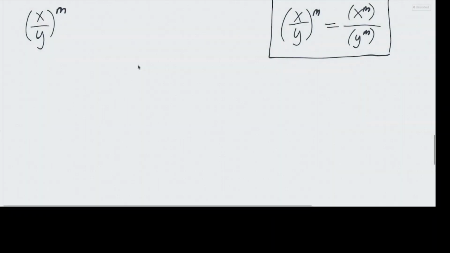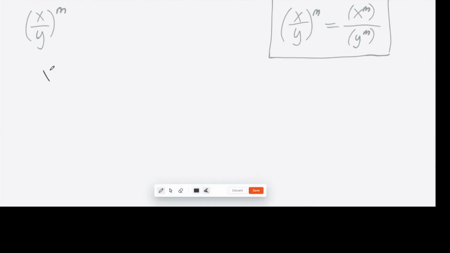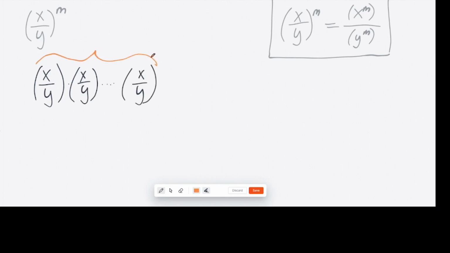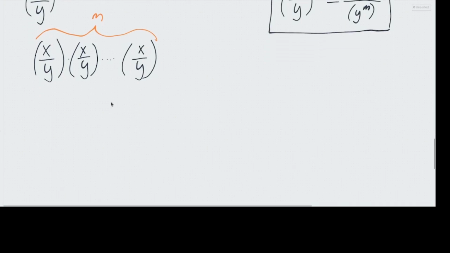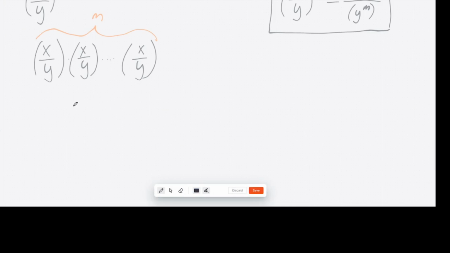Now let's try to show this result a little bit more abstractly. Instead of using actual numbers this time, we'll use variables to represent the numbers. We'll have x over y times x over y, dot dot dot, x over y, and the total number of fractions here is m. So we're multiplying m of these x over y fractions. Then we can do basically the same thing we did above with actual numbers: x times x in the numerator, consolidate the numerator, and then consolidate the denominator.